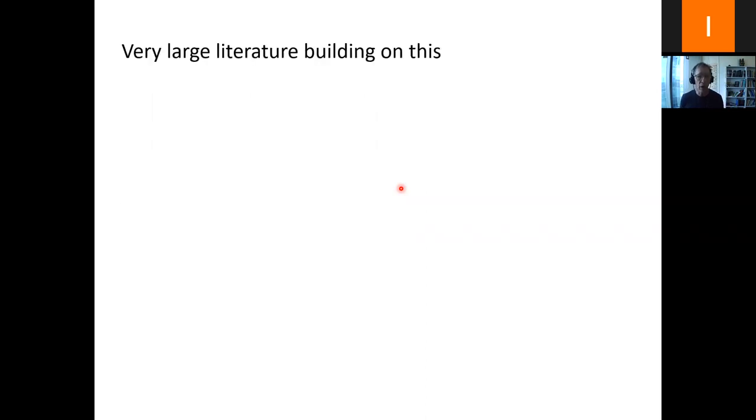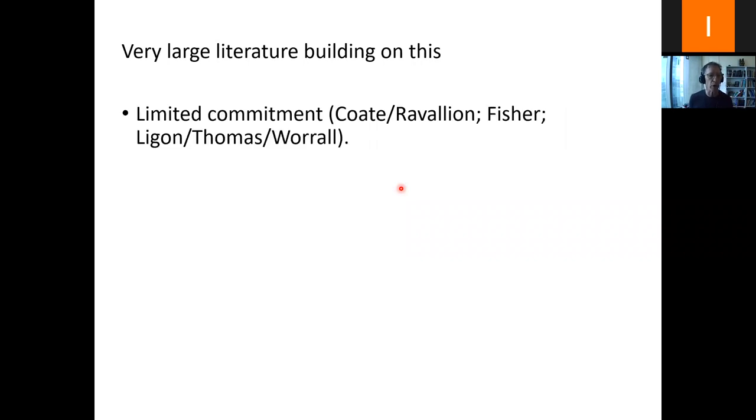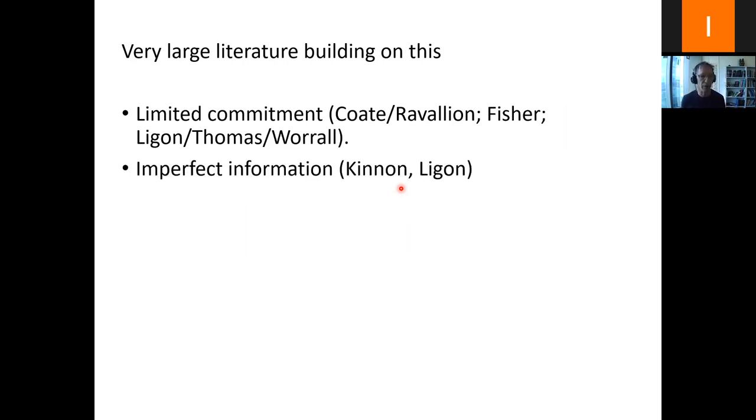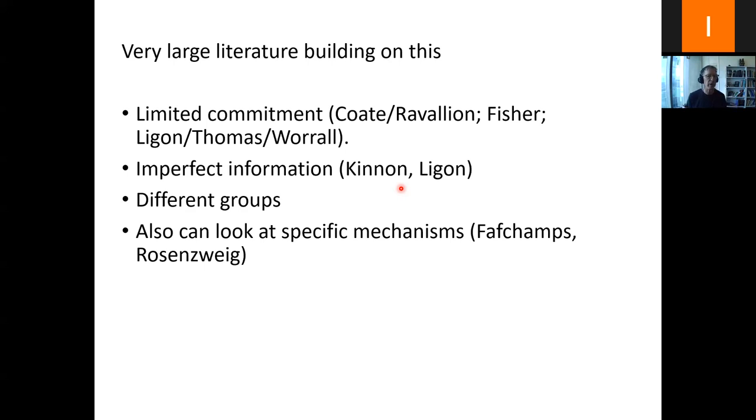So there's a very large literature building on this first wave of studies of Townsend's work. There's work that talks about limited commitment and under what conditions people voluntarily stay in risk sharing arrangements. There's work on imperfect information, which we're going to talk about in a minute. There's some work looking at different risk sharing groups. And we think it's really important to look at specific mechanisms, like I tried to do in Northern Nigeria, that Marcel Fafchamps has done, that Mark Rosenzweig has done with Andrew Foster.